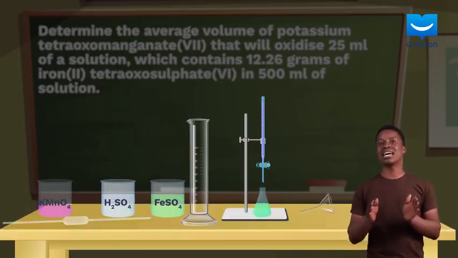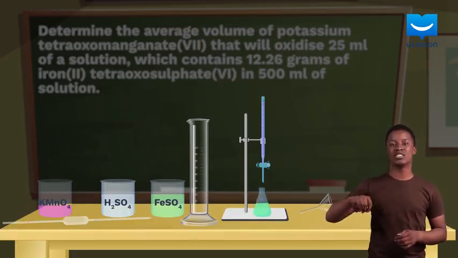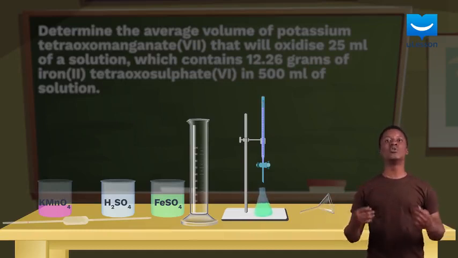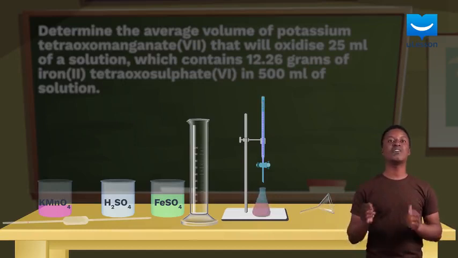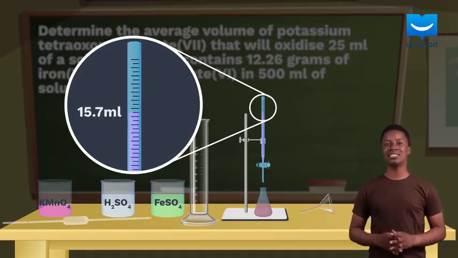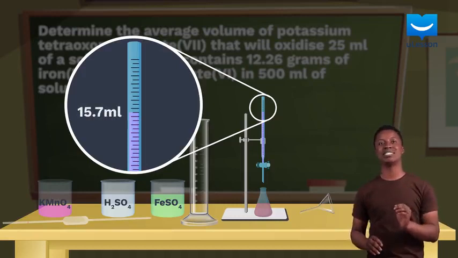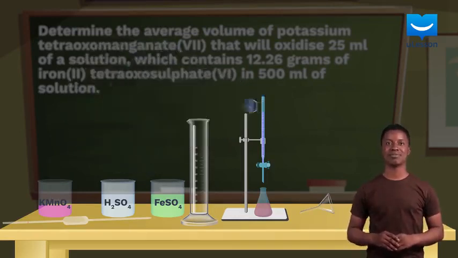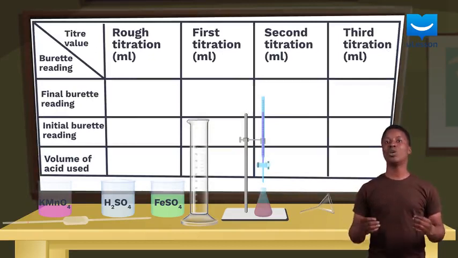We run the oxidizing agent slowly into the reducing agent while swirling continuously. Once we notice a color change from green to faint brown, we turn off the tap and take the reading on the burette. As you can see, the volume of potassium tetraoxomanganate 7 used is 15.7 milliliters. Now, since this is the very first titration, we will call it the rough titration.